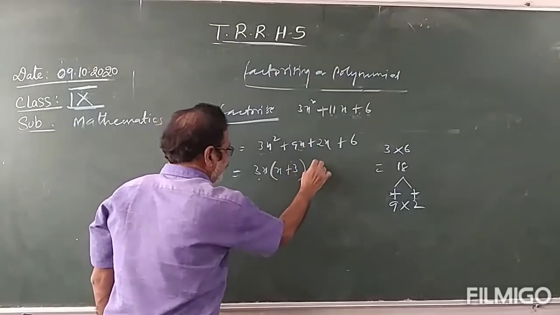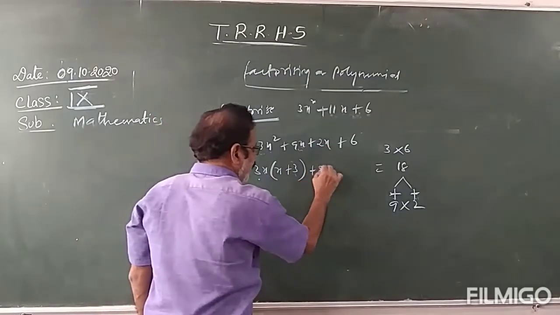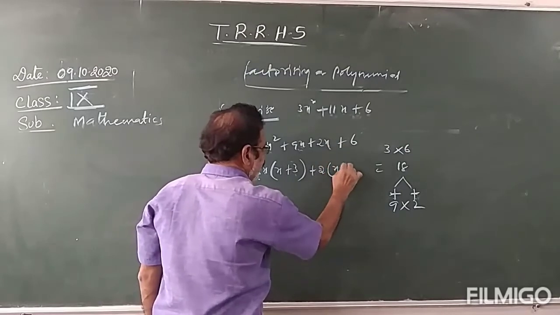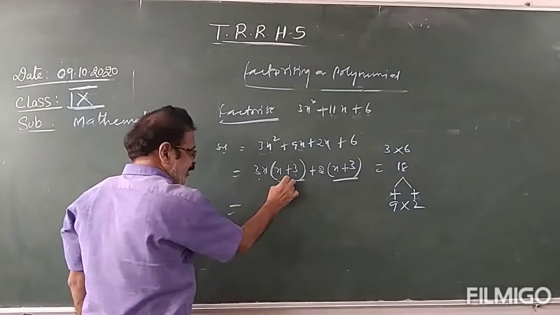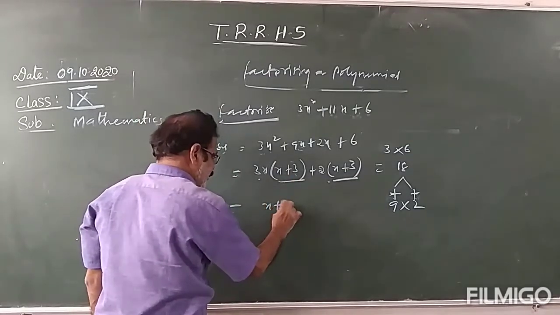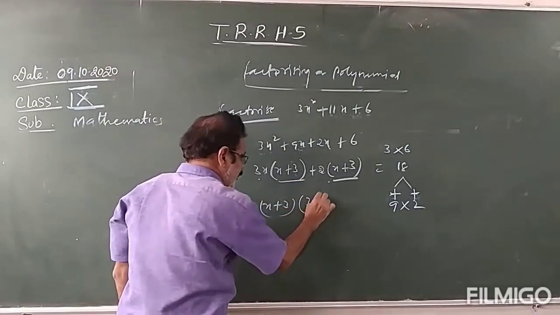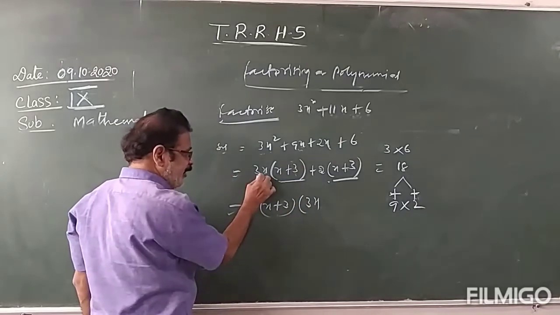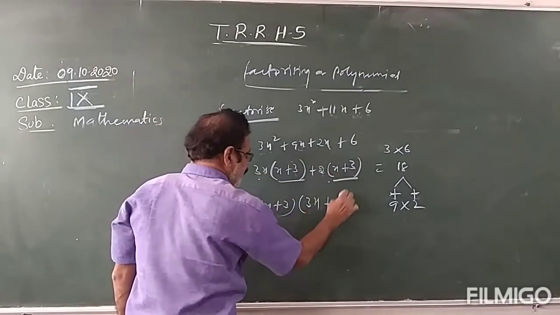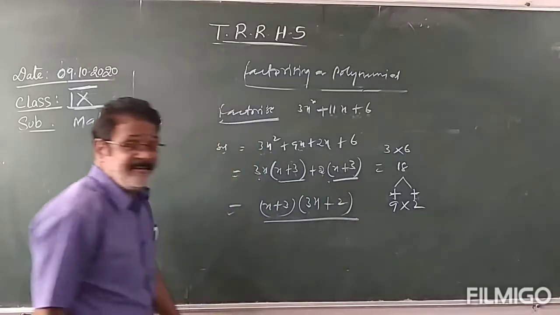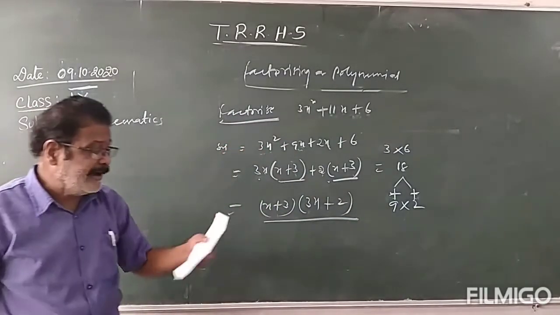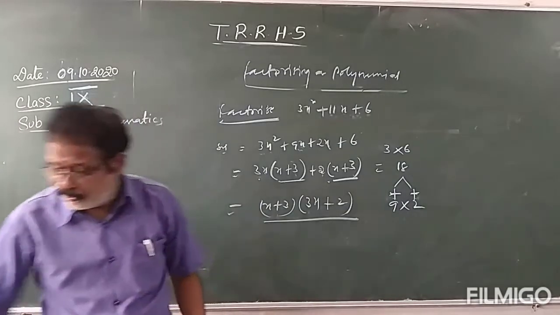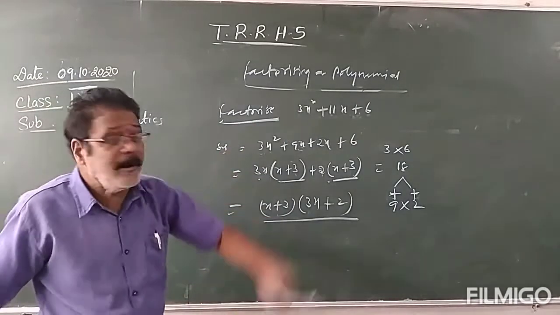Now 2 is common: x plus 2 goes into 2x and 6, that is, 3 times. Now x plus 3 is common, here x plus 3 and here x plus 3. When you take x plus 3 common, what is left is 3x plus 2. So the factors of 3x square plus 11x plus 6 are x plus 3 and 3x plus 2. This is factorizing the polynomial.